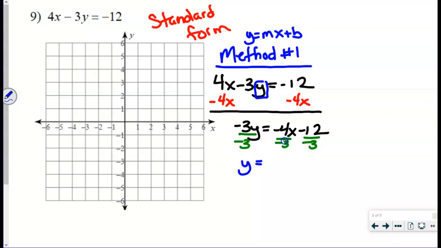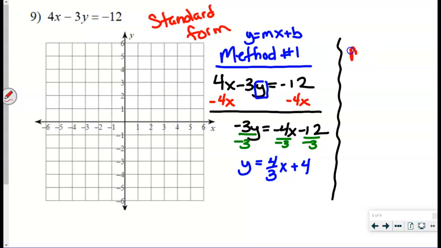Which is slope-intercept form, I do have to do a little bit of simplification. Negative 4 over negative 3, that slope is going to reduce to a positive 4/3. And then negative 12 divided by negative 3 is going to reduce to a positive 4 for your y-intercept. So that's one method, and then we would use our quick graphing method that we've been using.